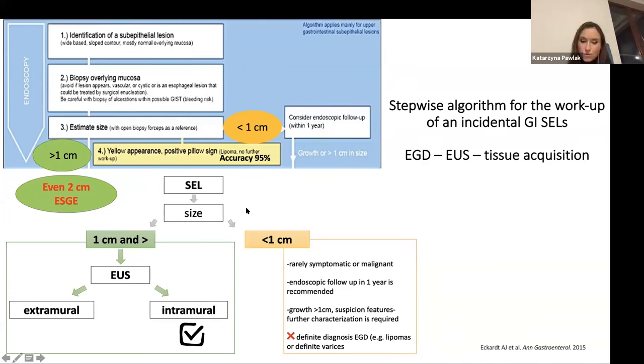So the endoscopic appearance, as well as the size, will be required for further management. And if you have a lesion greater than 2 centimeters or 1 centimeter, you will refer this lesion for EUS examination. You should check if this lesion is located extramurally or intramurally. So in the case of subepithelial lesions, we will look for an intramural location.